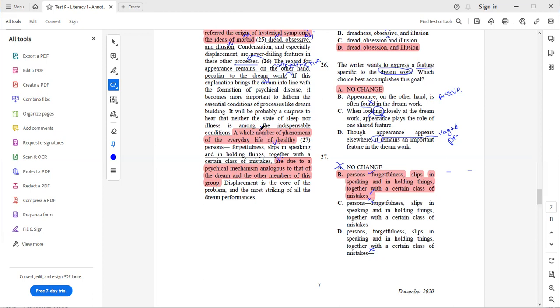Here he said a whole number. Number is a subject. Okay, where's the verb? Of the phenomena of the everyday life of healthy persons? Till now, we can't find the verb. Forgetfulness, slips. Slips is the verb. Okay, now let's find what comes before the verb. Here we have a dash. Then here we have a comma. So there is a problem. Why?